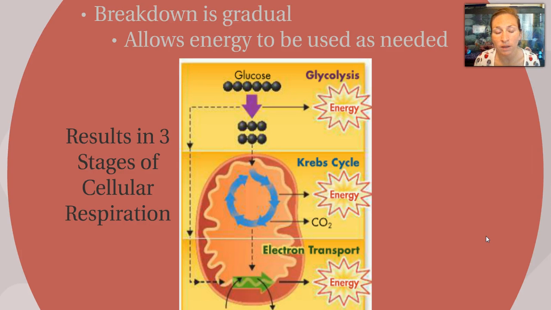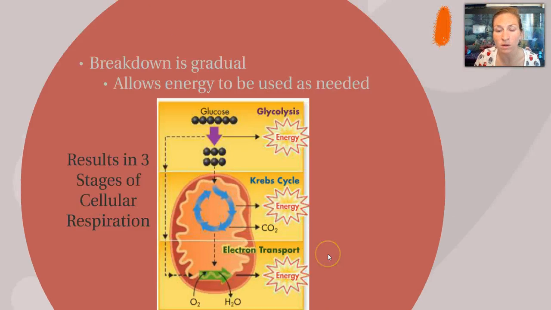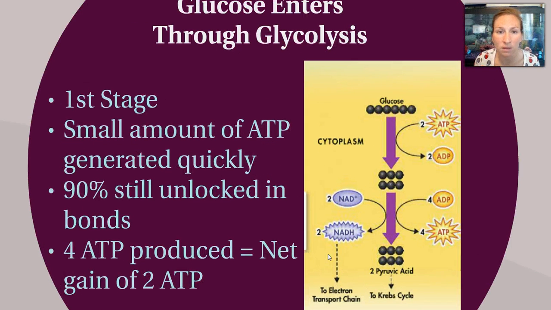The first stage is glycolysis, that starts the breakdown of glucose. Then we have the Krebs cycle, and then the electron transport chain. We are going to start off with talking about glycolysis, and glucose is going to enter the pathway of cellular respiration through this process. Glycolysis actually means sugar breaking, and as I said, it is the first stage of cellular respiration. There's only a small amount of ATP that is generated, but it's generated very quickly.